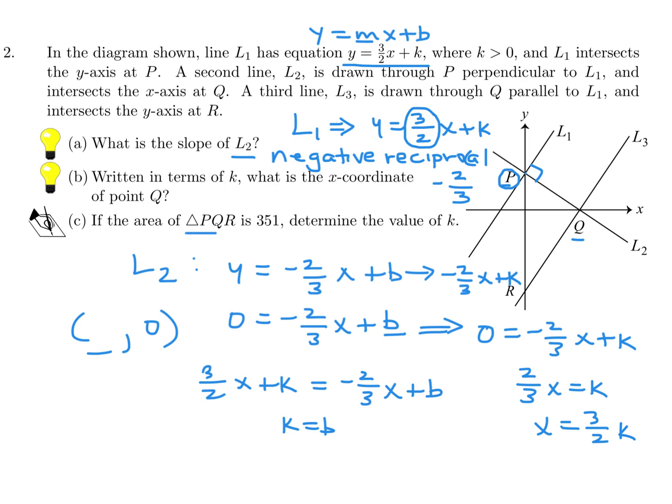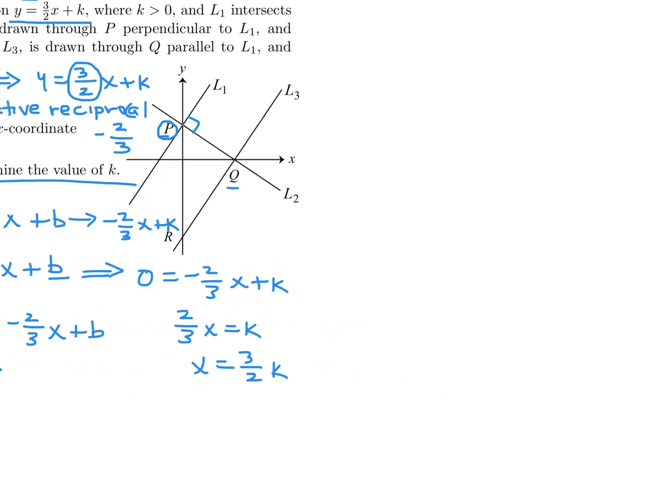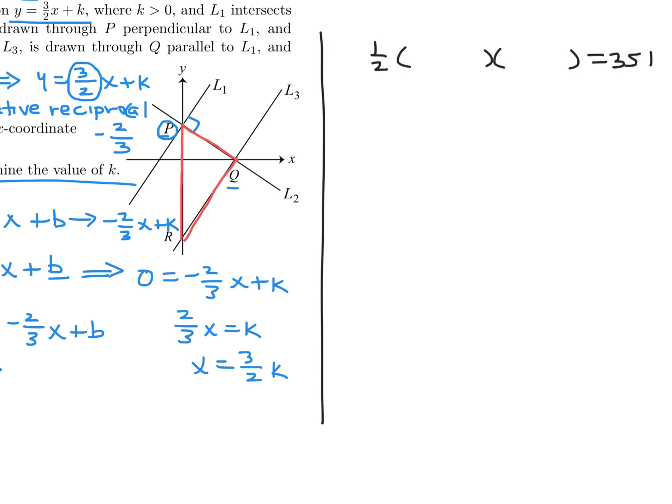All right, so now the area of PQR is 351. Determine the value of k. So PQR, where is PQR here? PQR, okay, I got it. This guy here. Okay, so they're saying it is 351. So 1/2 base times height is the area of a triangle, and they're saying that's 351. So first of all, what's the base? The base I can say is from P to R, and the height I can say is the distance from the origin to Q, so OQ, I guess.